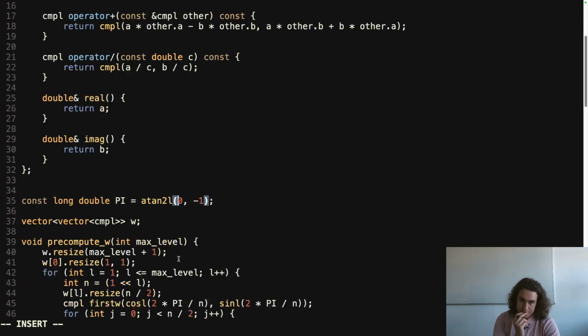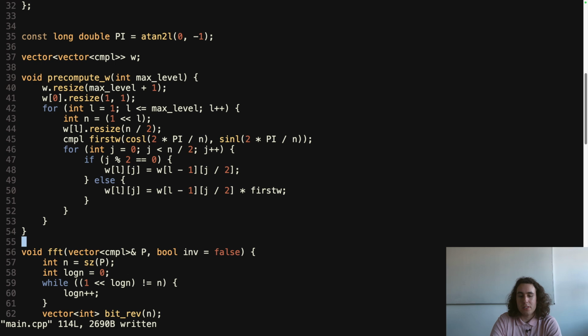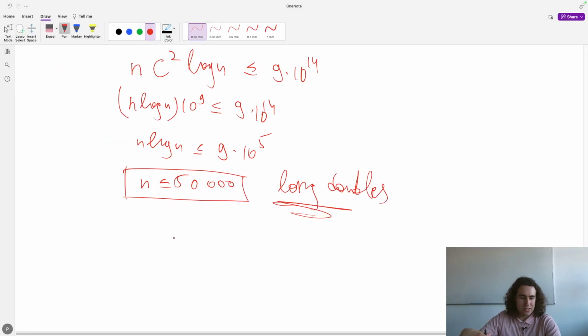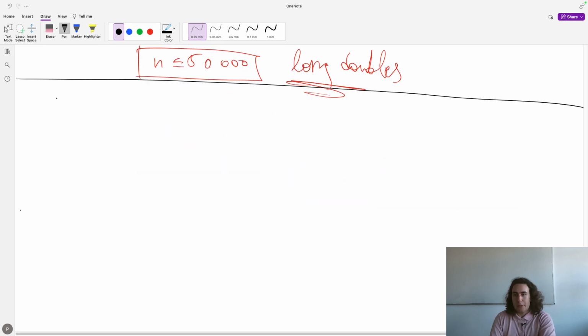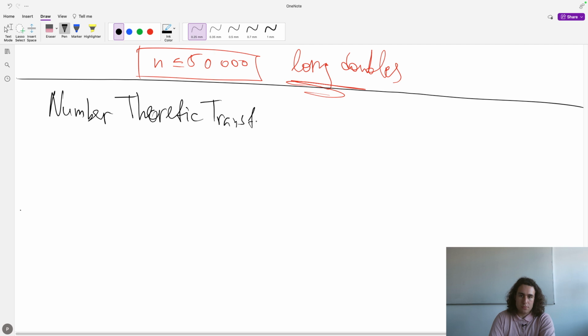Good. So we know how to multiply polynomials with any modulus, but actually this is not how it's normally done. Normally we do something that is called a number theoretic transform, or NTT for short, which is FFT but modular.